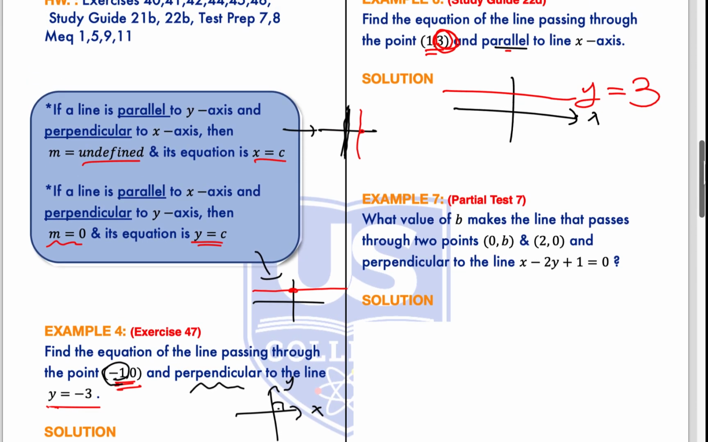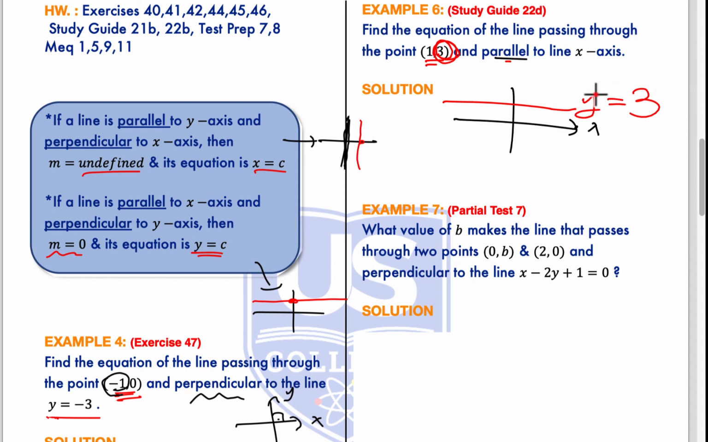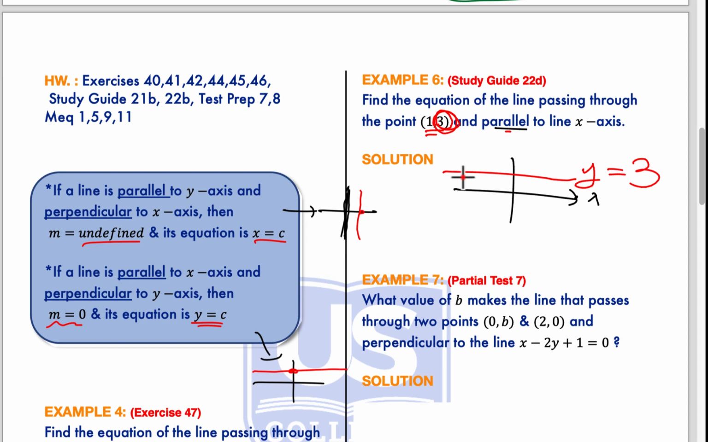It's confusing if you memorize them. Parallel to x, parallel to y, perpendicular to x, perpendicular to y, perpendicular to x equals something, perpendicular to y equals something. It's a lot. You may mix them up. Don't memorize them. Just make a quick sketch and see what's going on. Okay.